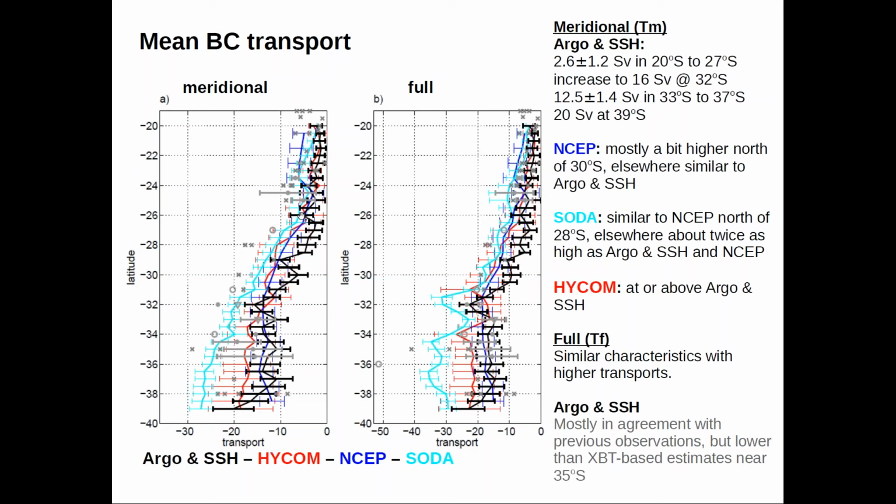And then it's Argo and SSH in black, and then NCEP is dark blue, and has mostly a bit higher transport north of 30 south, and elsewhere it's very close to Argo and SSH. SODA is similar to NCEP in the north, but then in the south it gets a very large transport, which I think is one reason why the Brazil Current goes so far south and the confluence is too far south. I'm looking forward to a SODA 3, and then maybe we can get something nicer.